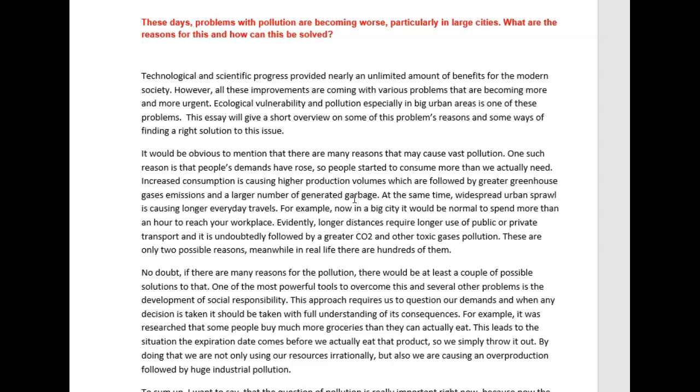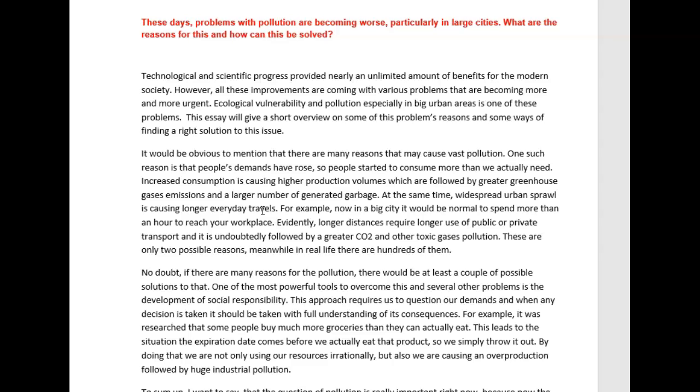At the same time, widespread urban sprawl is causing longer everyday. Careful too, not travel. The word you really want here is commute. Because you're clearly talking about this travel from home to work, and that's called our commute. So that's a much more appropriate word. So widespread urban sprawl is causing longer commutes. For example, now what's the point here? Tell me about this commute, which in turn is causing air pollution, right?